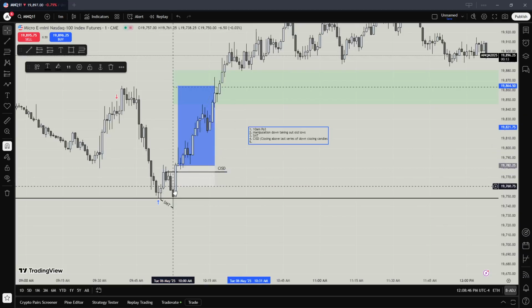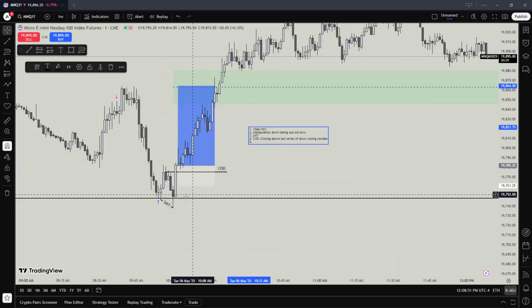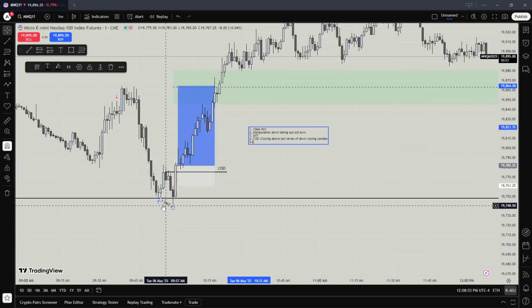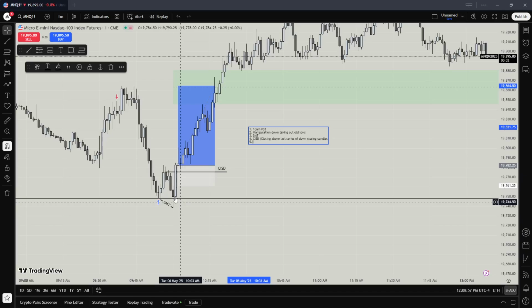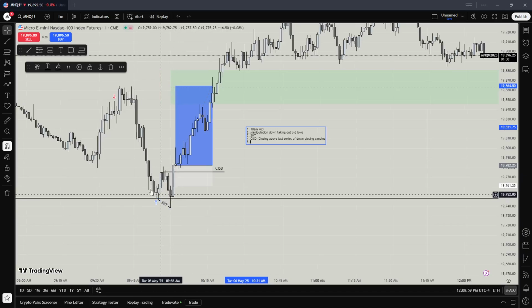Right here, the last series of down closing candles that create a new low. It has to be a swing low. Okay, it has to be the low point. This is not the new low. This is not a swing low. This is a swing low because it's lower than this one.